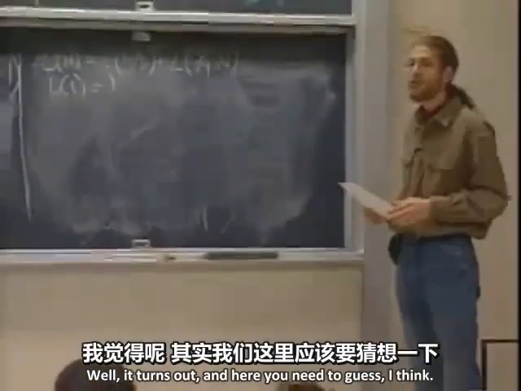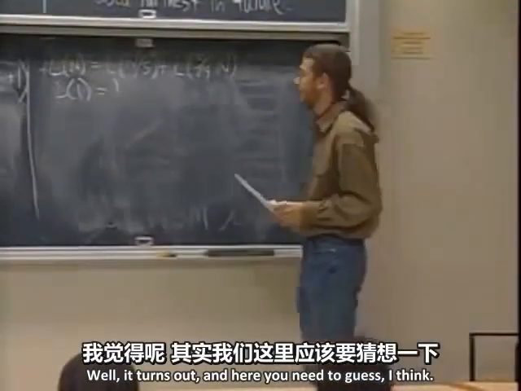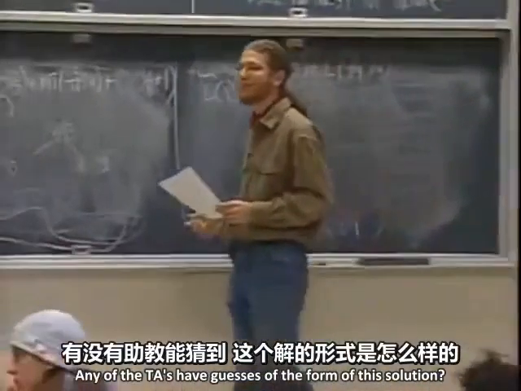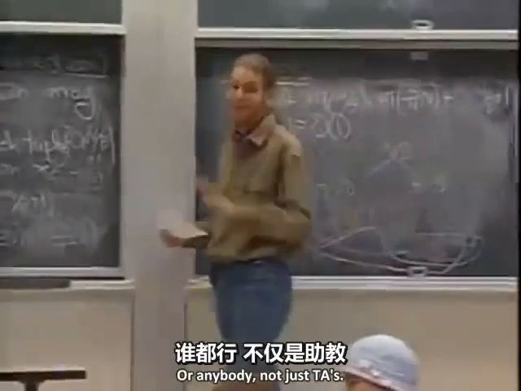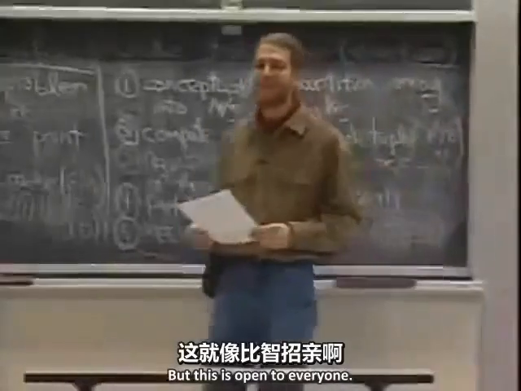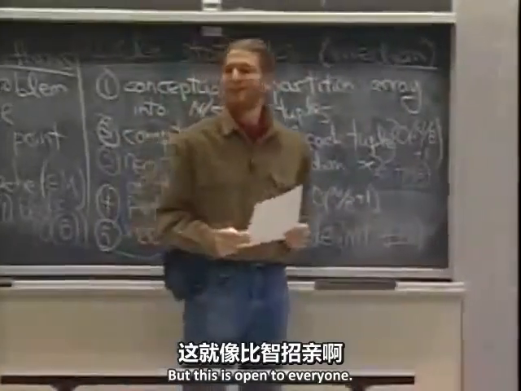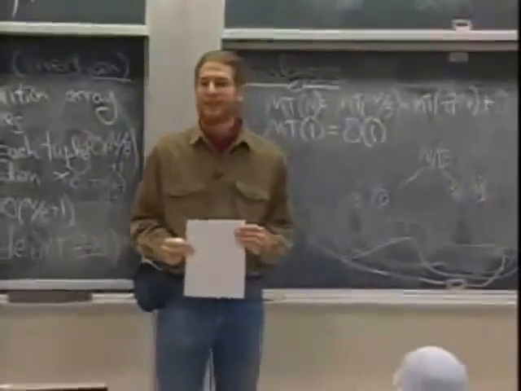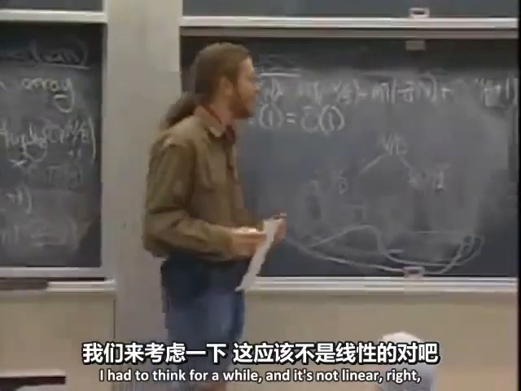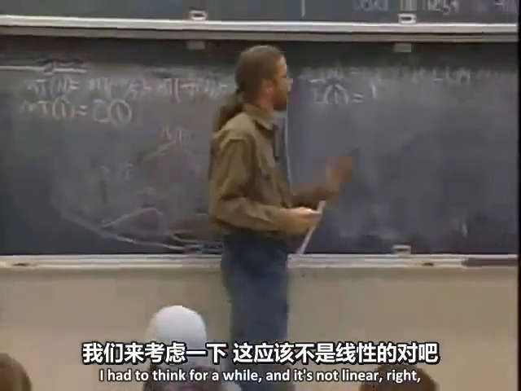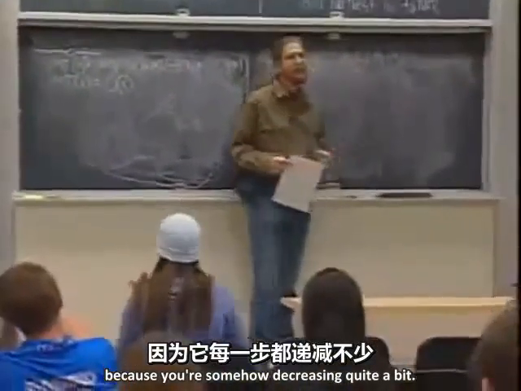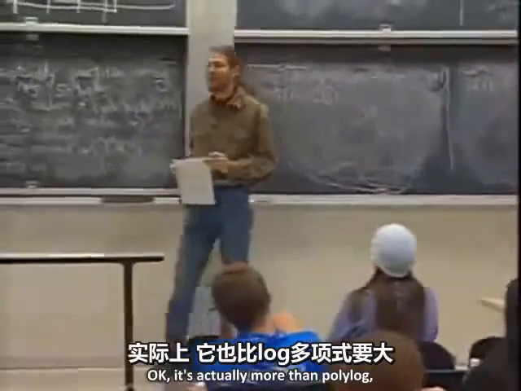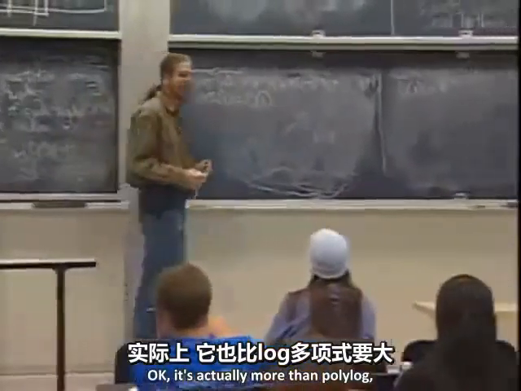Well, it turns out, and here you need to guess, I think. This is not particularly obvious. Any of the TAs have guesses of the form of the solution? Or anybody, not just TAs. This is open to everyone. If Charles were here, I would ask him. I had to think for a while. It's not linear, because you're somehow decreasing quite a bit. So it's smaller than linear, but it's more than a constant. It's actually more than polylog.